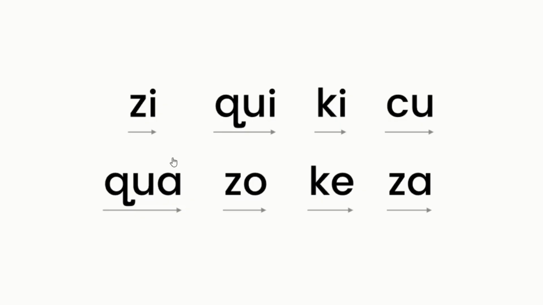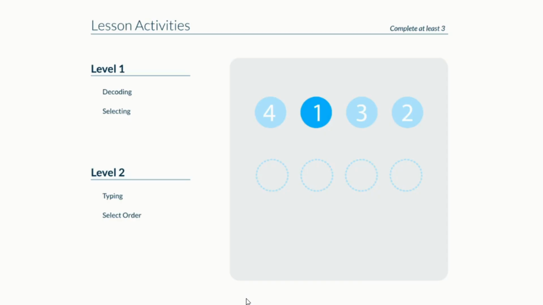Z. Well done. Ke. Very good. Select 3 activities for additional practice. Think about the level of challenge that is best for you.